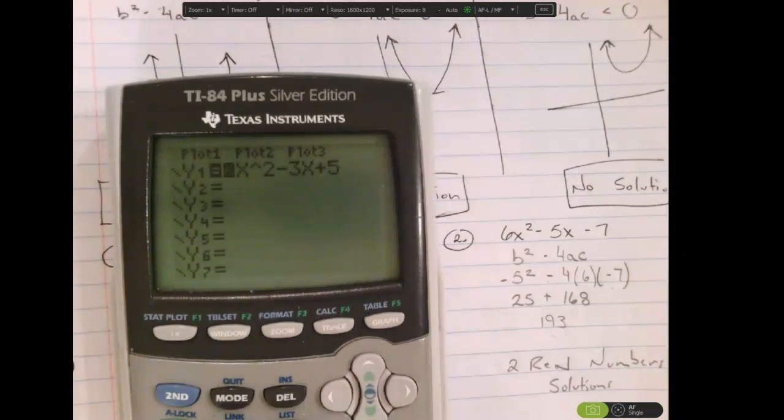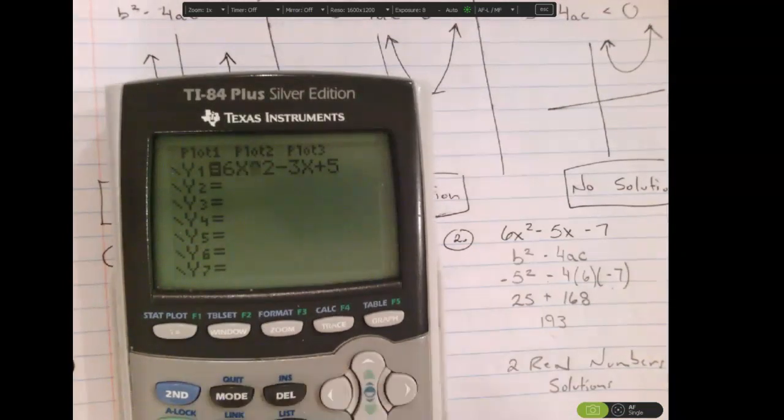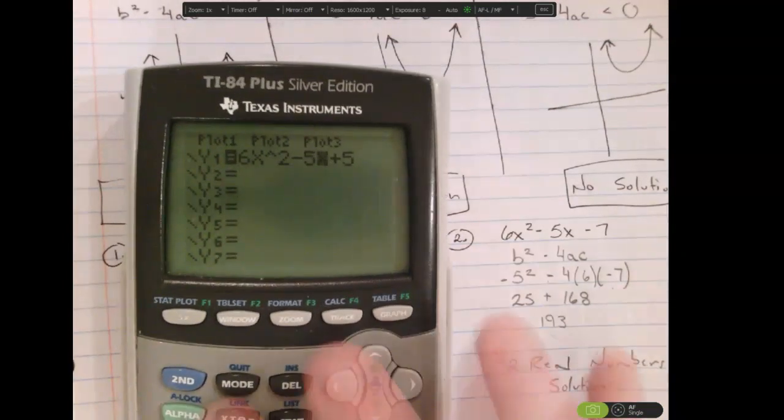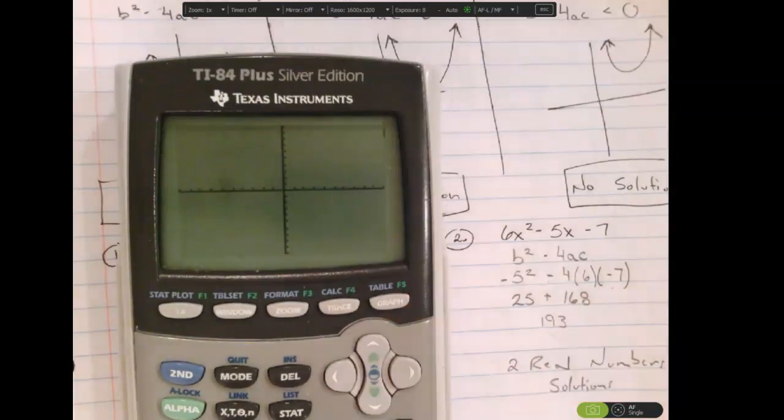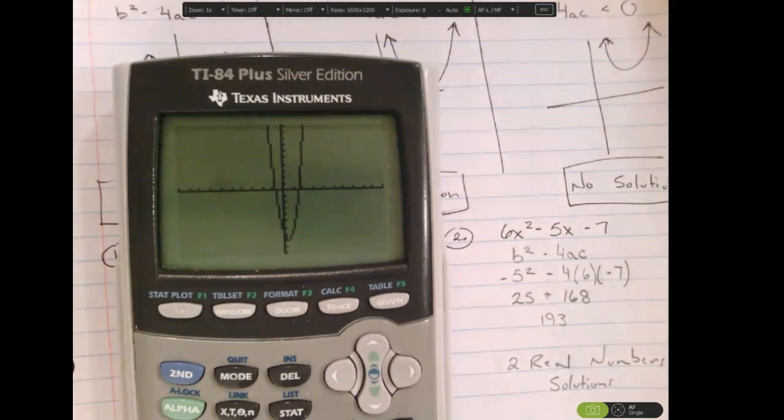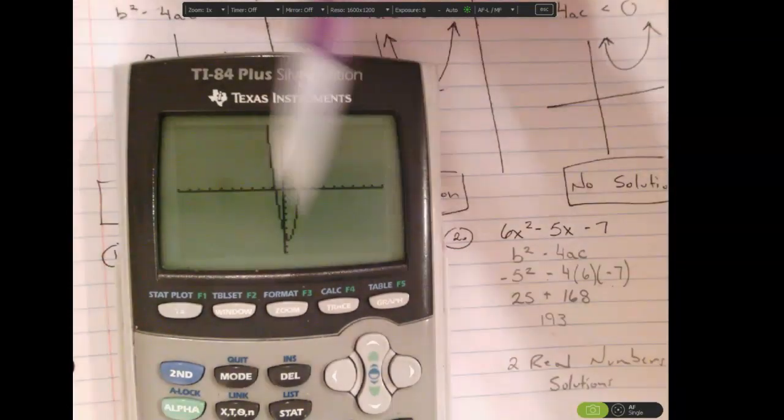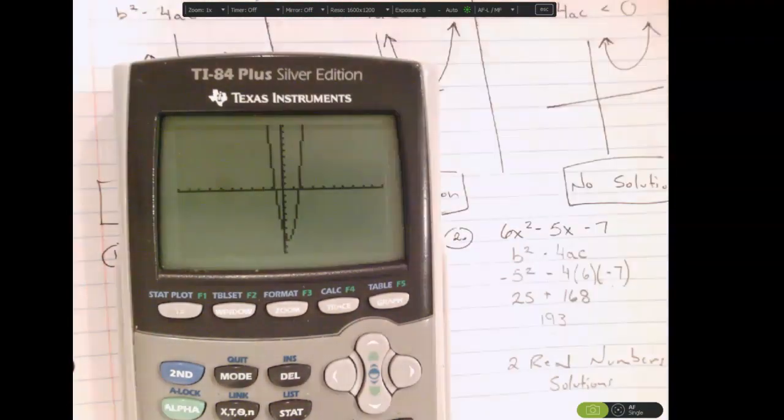Same thing if you were to graph number 2, 6x squared minus 5x minus 7. We graph that one. There it is. You can visually see it touches the x-axis in 2 distinct spots.